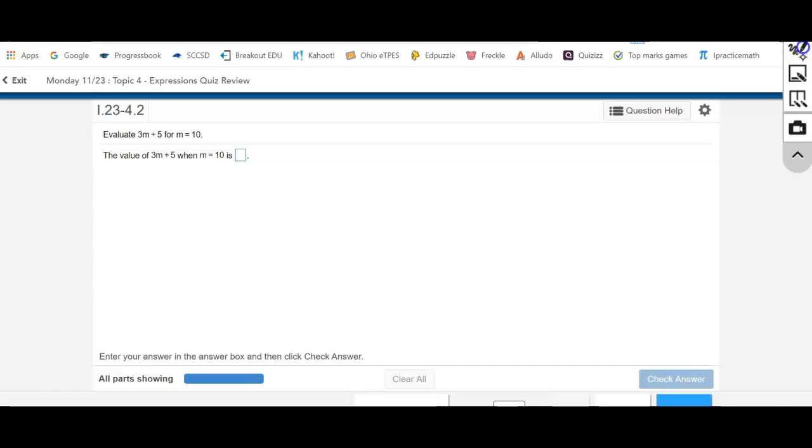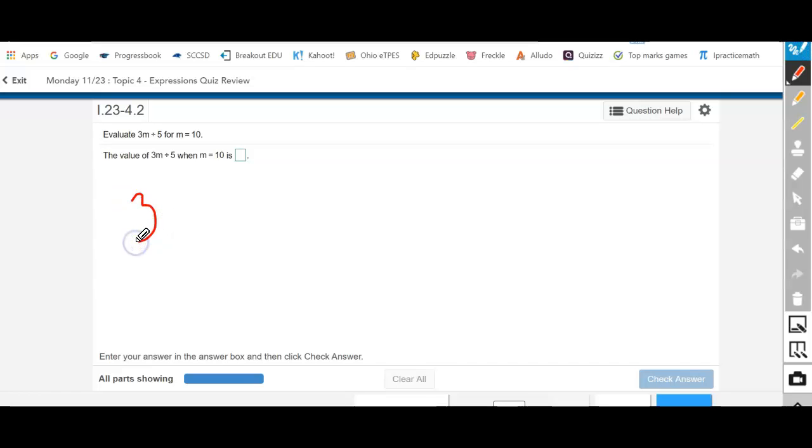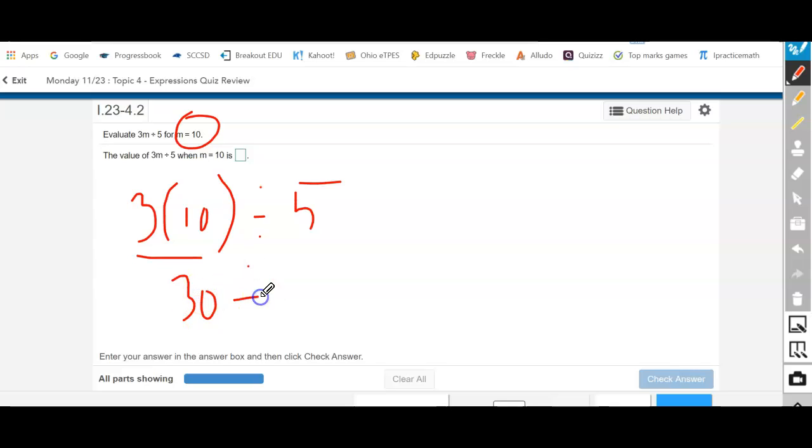Okay, next one we have to plug in 10 for m and then follow our order of operations. So we are going to go 3 times 10, which is 30, divided by 5. 30 divided by 5 is 6.